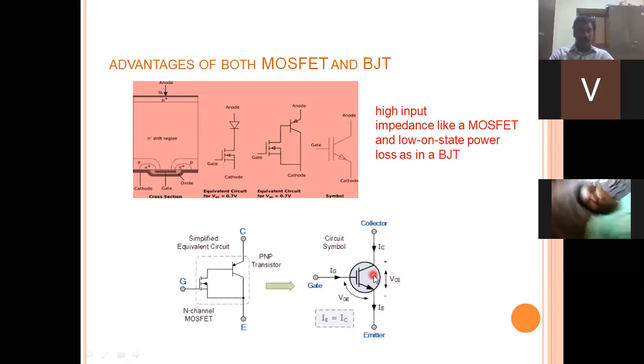Whenever you consider this, it is in this particular structure of an IGBT. What you considered earlier in the case of the MOSFET, you simply have a P layer, and to this P layer the heavily doped N layers are fabricated, isn't it?